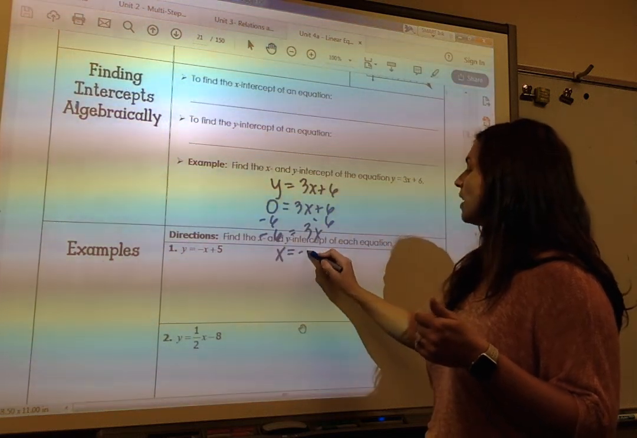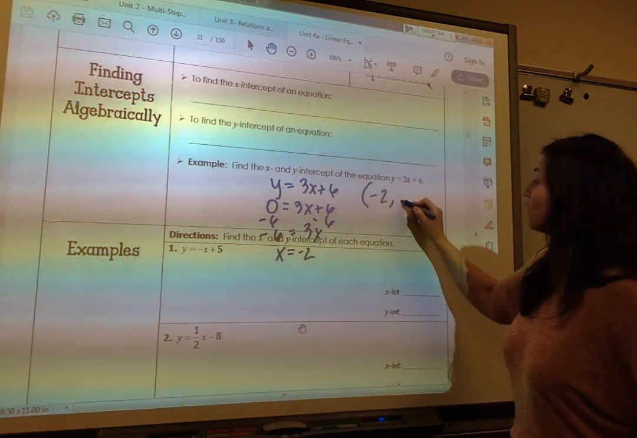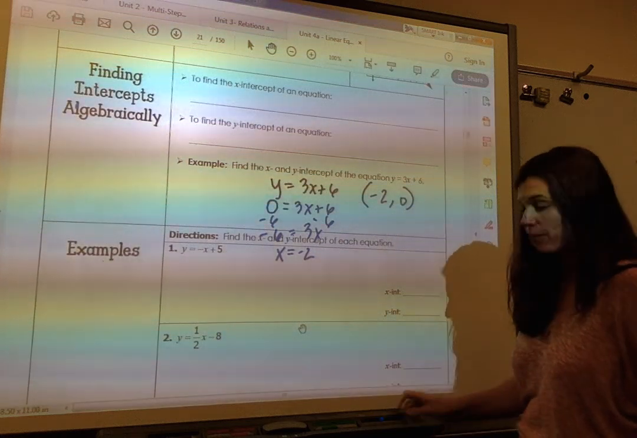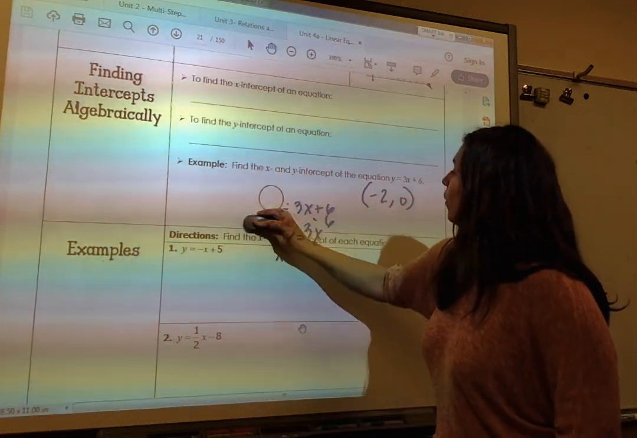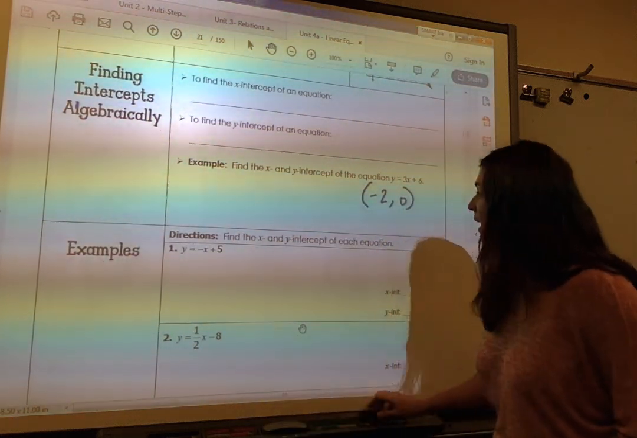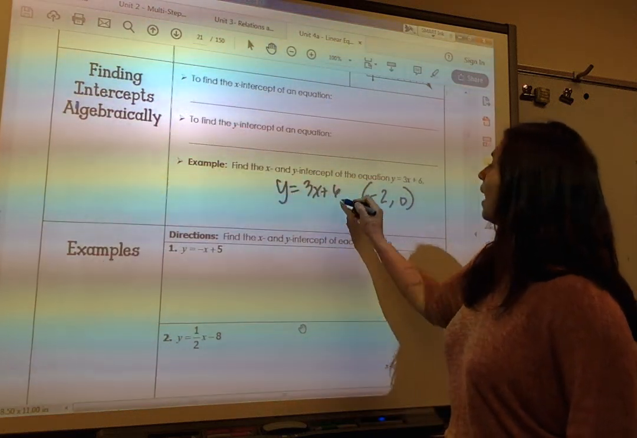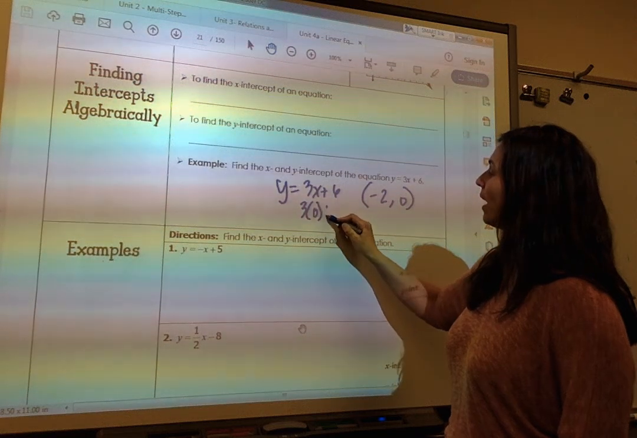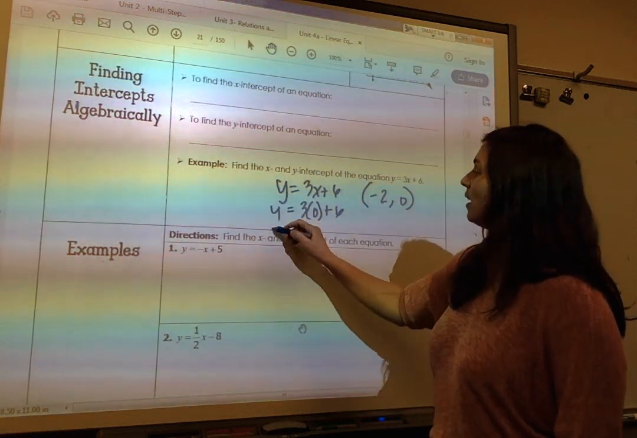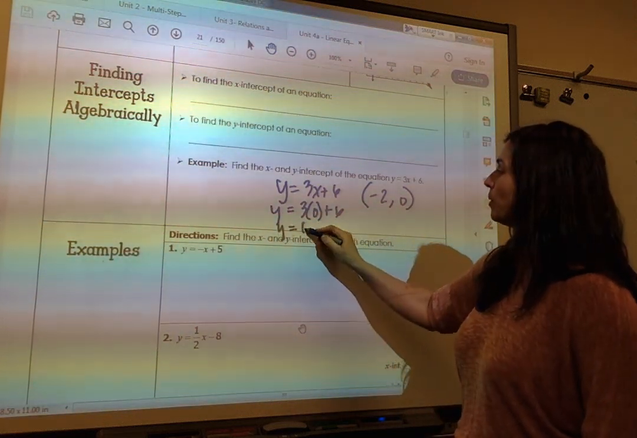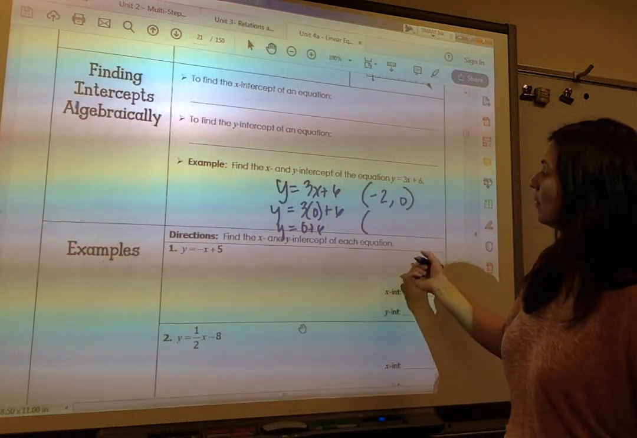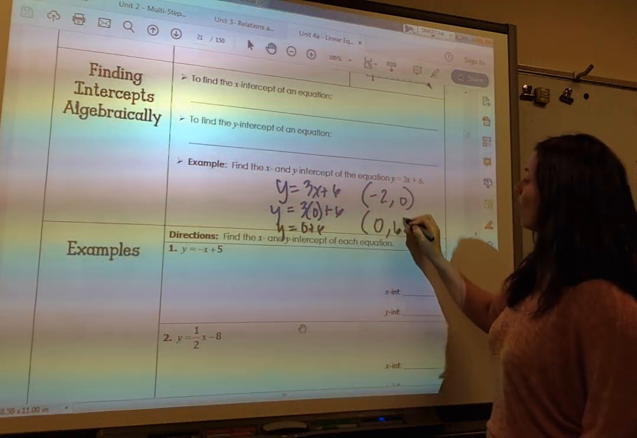And x equals negative 2. So when x is negative 2, my y value is 0. When I want to find my y-intercept, I'm going to plug in a 0 for x and solve for y. 0 plus 6 is 6. So when x is 0, y is 6.